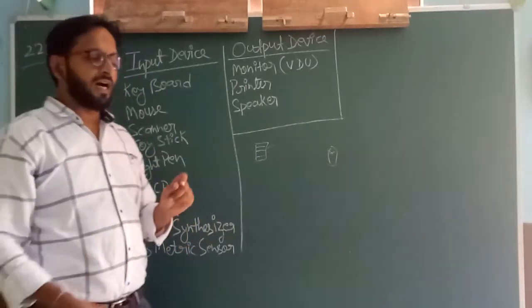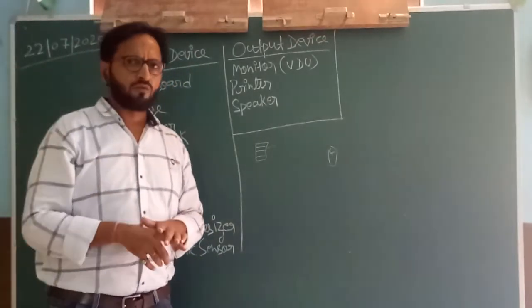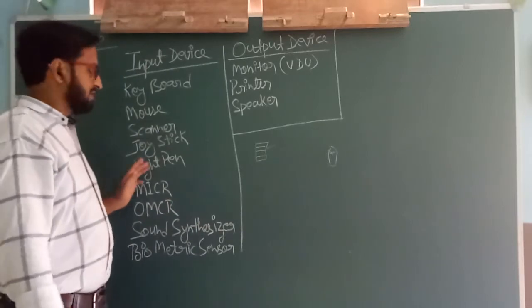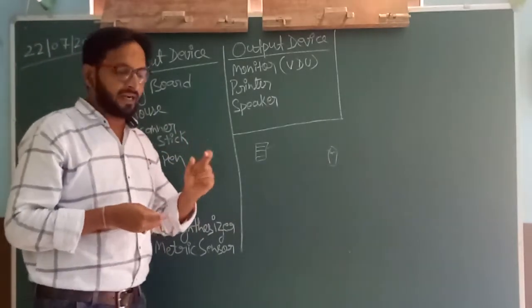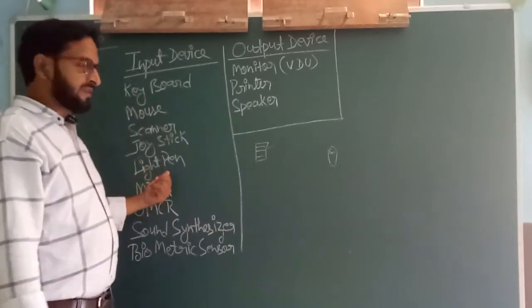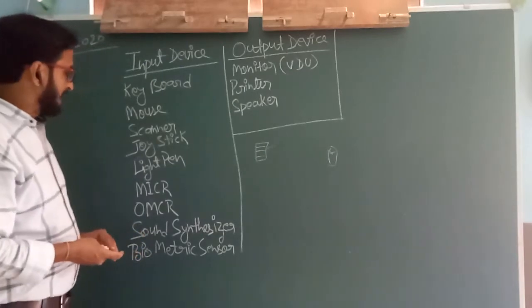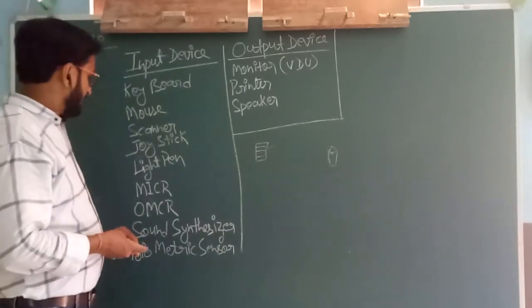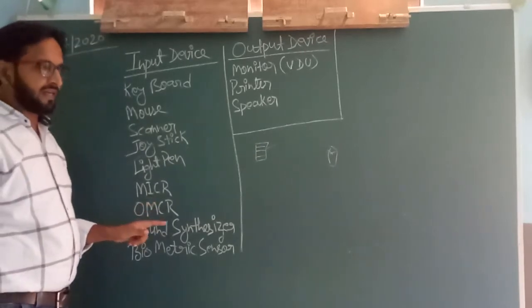Light pen is also a very important input device, but it is not commonly used. It is used to draw figures, and architects use it very much. Next one is MICR, which means magnetic ink character reader, and the second one is OMCR, optical mark character reader.